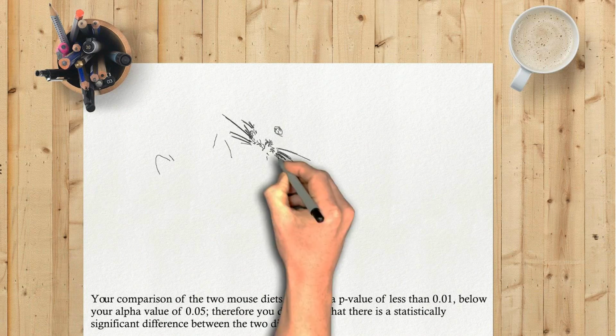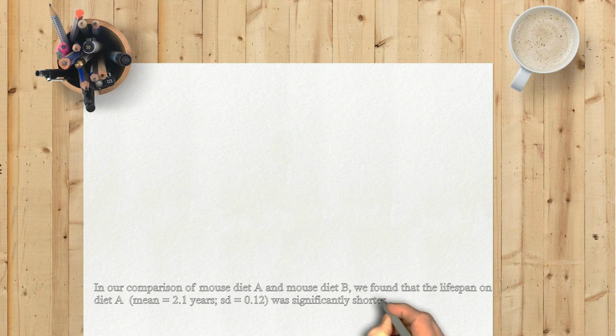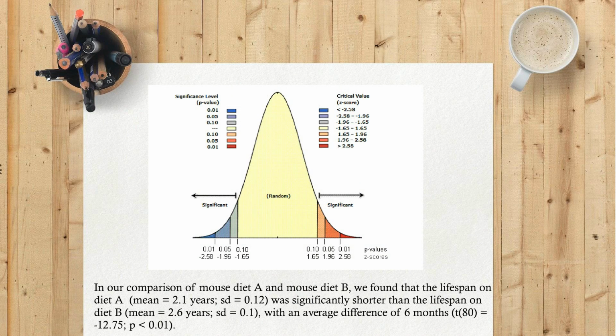Your comparison of the two mouse diets results in a p-value of less than 0.01, below your alpha value of 0.05. Therefore, you determine that there is a statistically significant difference between the two diets. In our comparison of mouse diet A and mouse diet B, we found that the lifespan on diet A (mean = 2.1 years, SD = 0.12) was significantly shorter than the lifespan on diet B (mean = 2.6 years, SD = 0.1), with an average difference of 6 months, t(80) = -12.75, p < 0.01.